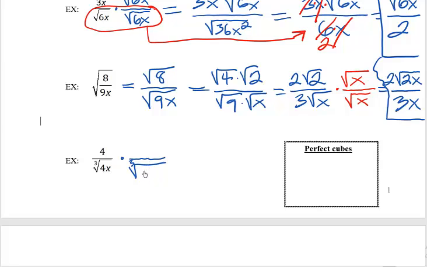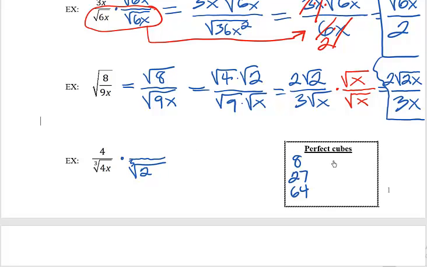I need to think about, well, what do I need to multiply by so that I can turn that 4 into a perfect cube, right? Perfect cubes, 2 times 2 times 2, 3 times 3 times 3, etc. Well, I think I can turn that 4 into an 8 by simply multiplying by 2.